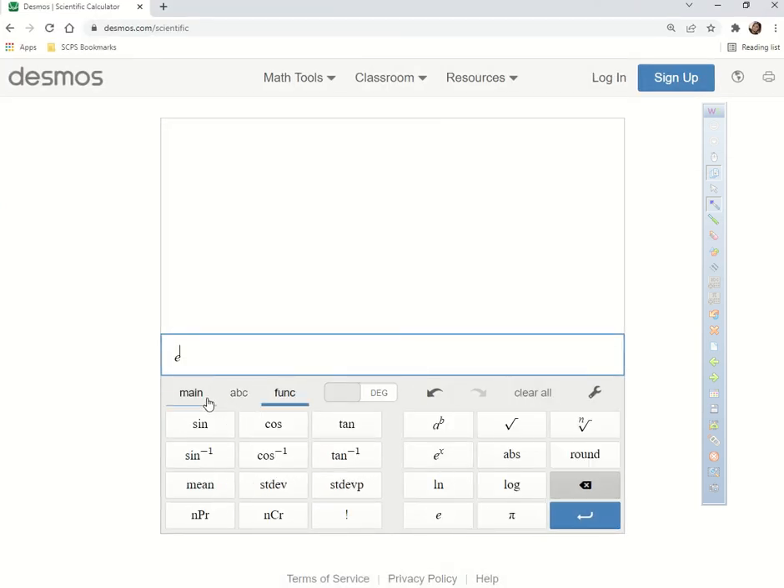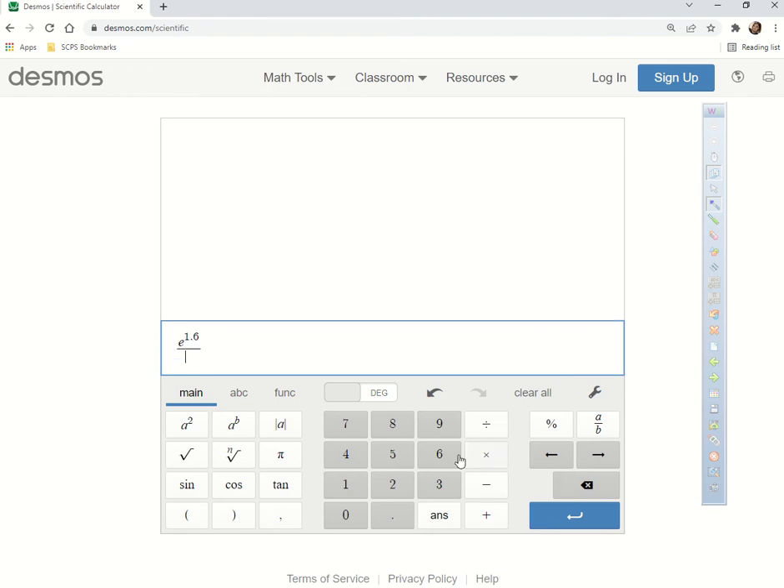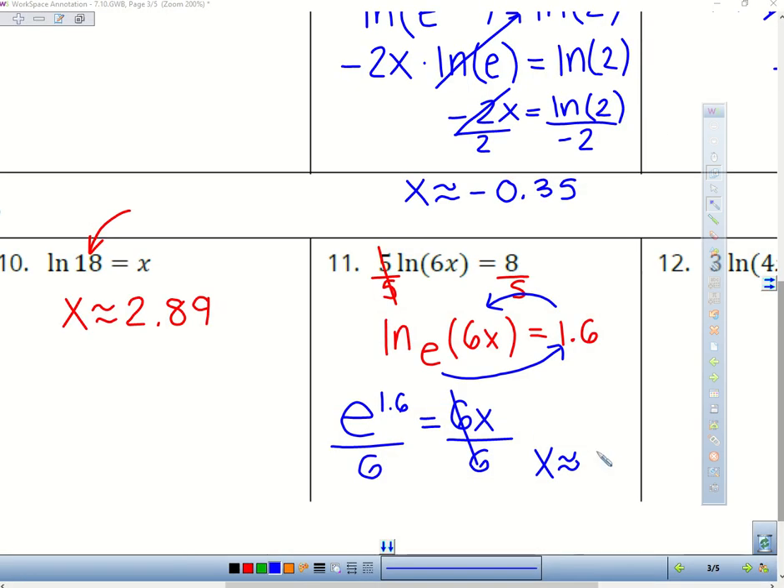So it's e to the 1.6 divided by 6. Here's an easy error that you could make: you hit division before you click out of the exponent. You have to click out and then make sure you do the division. So just be careful. When you're on a test or quiz, verify that you're doing it right. And you get 0.83.